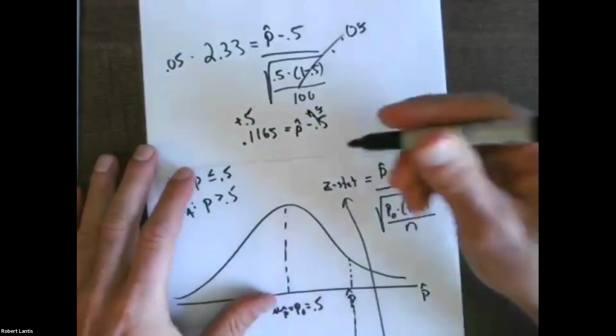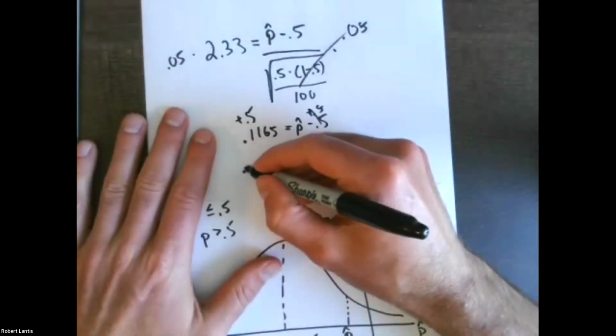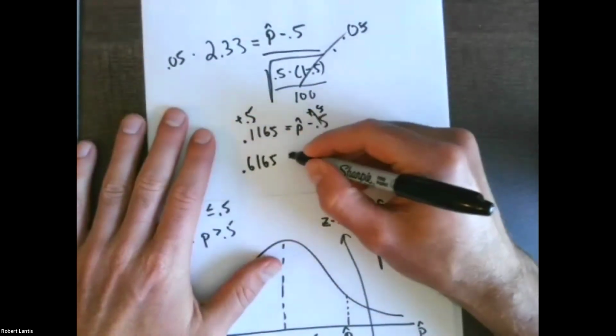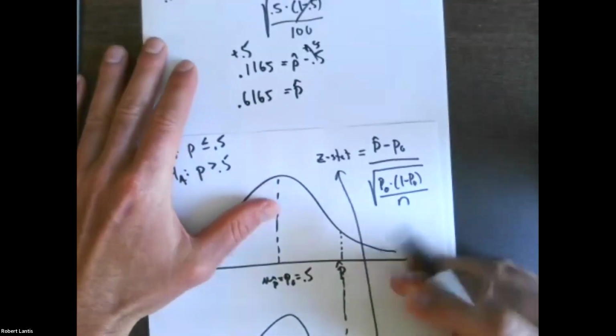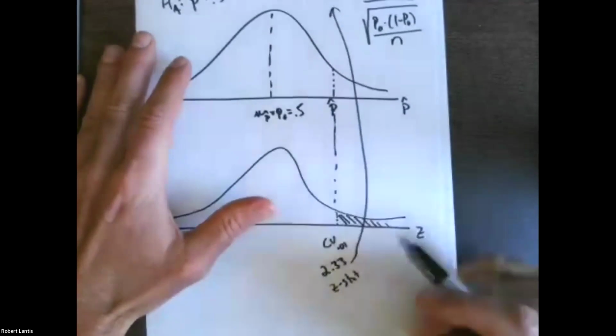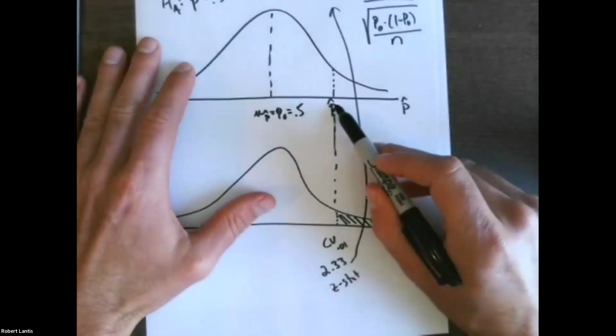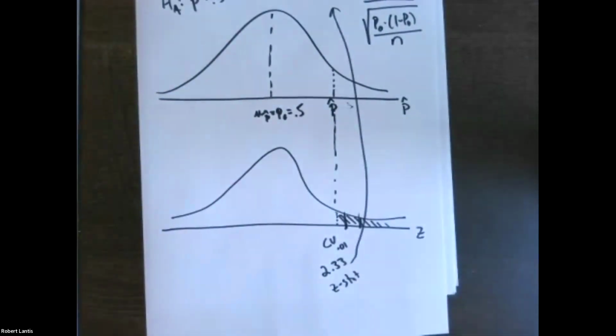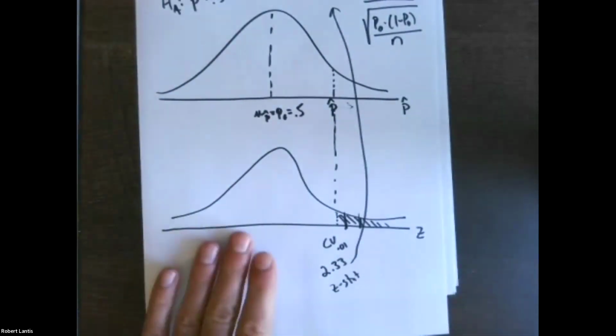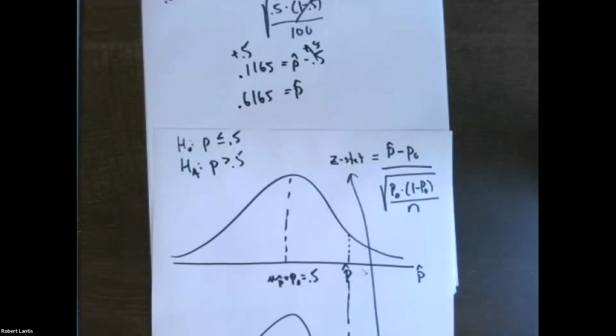So I end up with 0.6165 as that sample proportion. It would be the very first sample proportion. If I see anything greater than that, I'm going to have a test statistic that's in my rejection region, and I'll be able to reject. So I can find what these cutoff values are and why this might be useful.